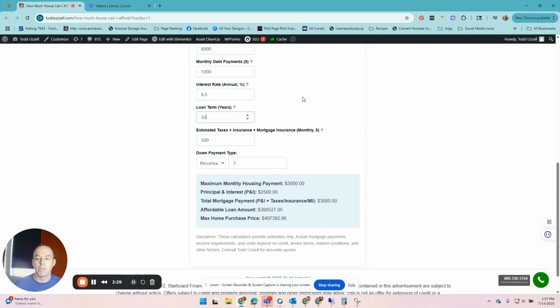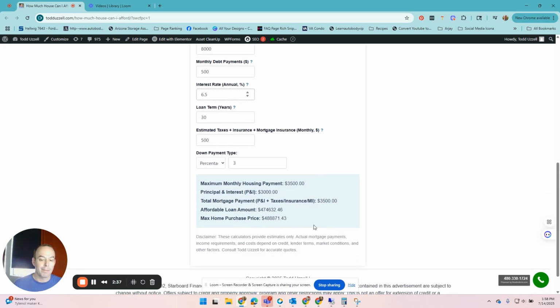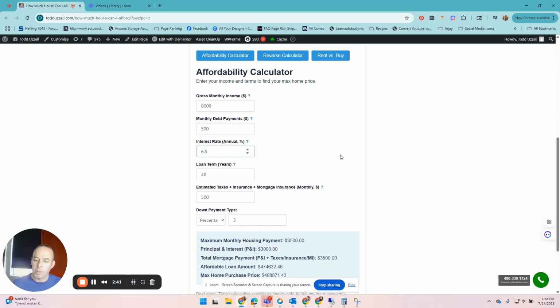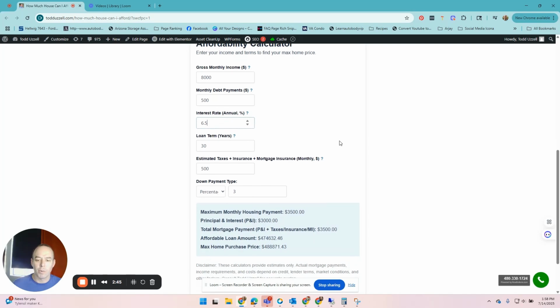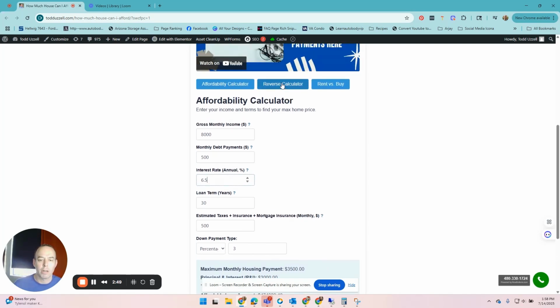So you play with this just to see what makes the most sense. If you make more money, do that. If you have less debts, that's going to make a difference too. If we only had $500 worth of debts at 6.5, now we're almost $500,000. So it's just really easy to plug and play here once you have an understanding of what these numbers mean. I hope I explained it well. If not, you can always contact me, of course. But let's move on to the reverse calculator.